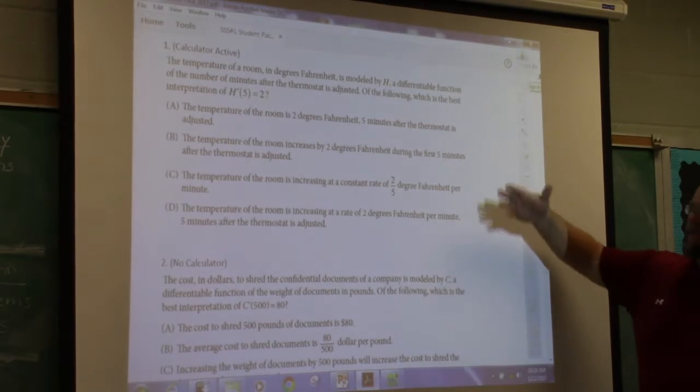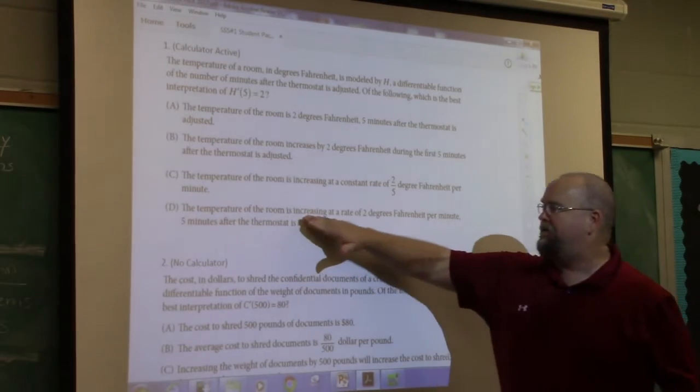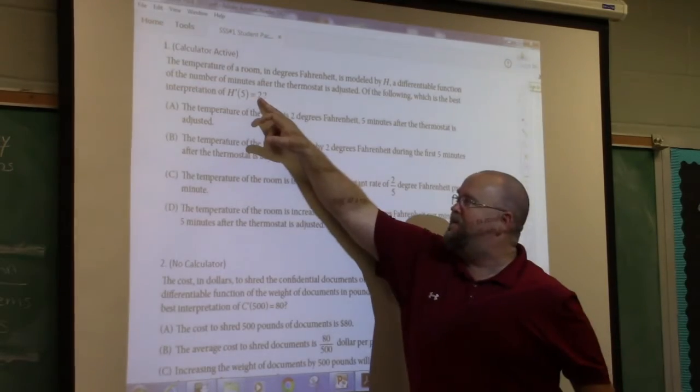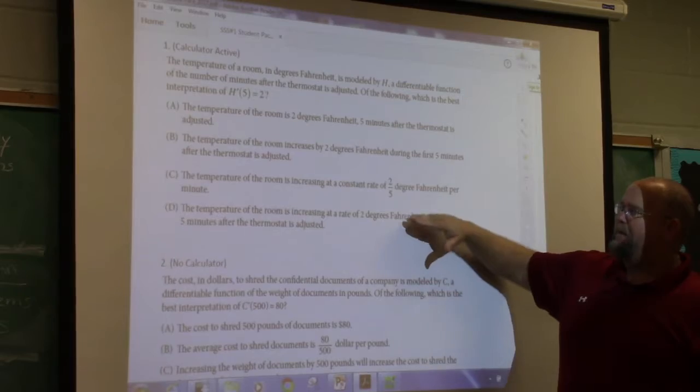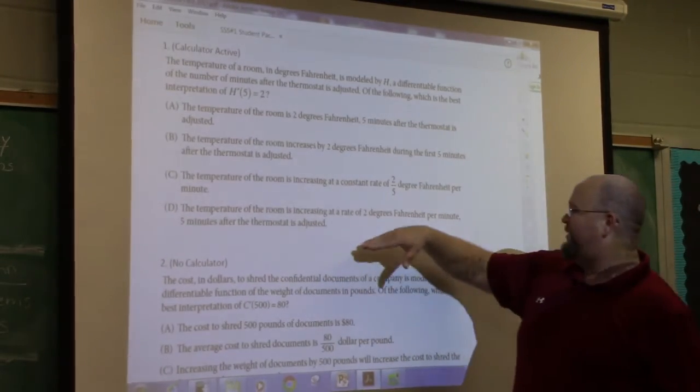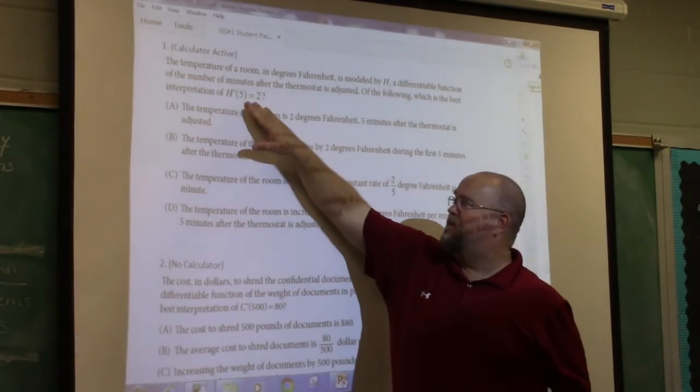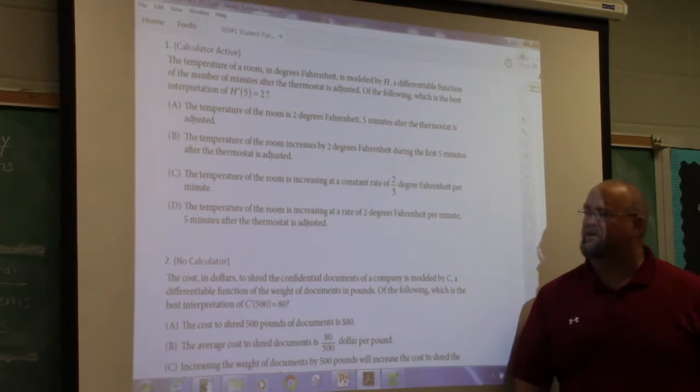So which of these is the best choice? We said it was D. The temperature of the room is increasing. Since the derivative is positive, it's increasing at a rate of 2 degrees Fahrenheit per minute, 5 minutes after the thermostat is adjusted. Okay, that's what we're saying there.